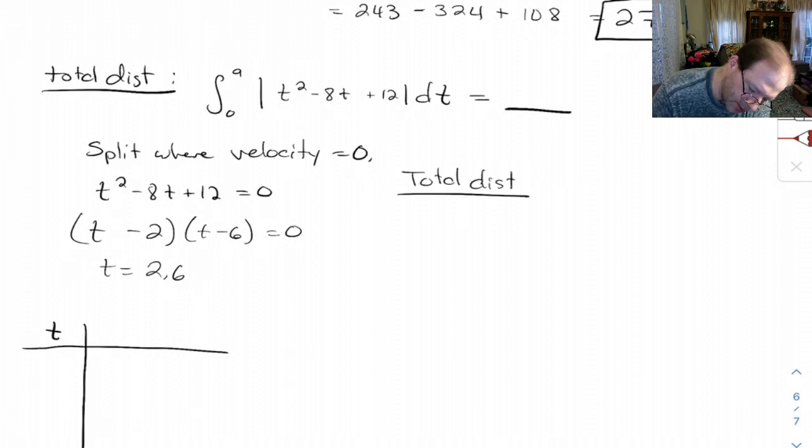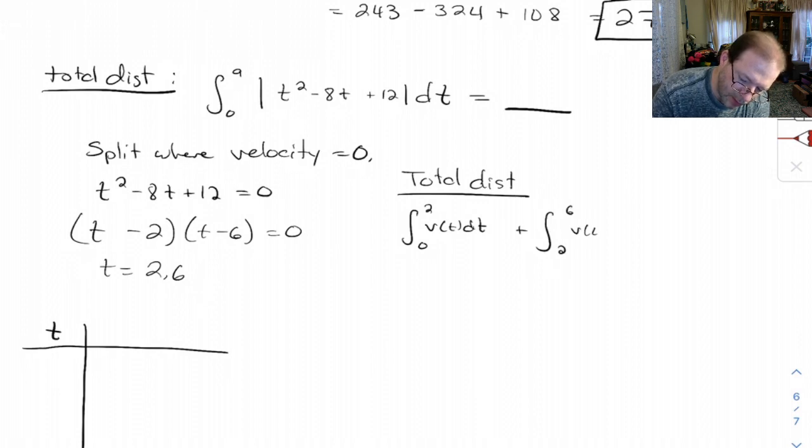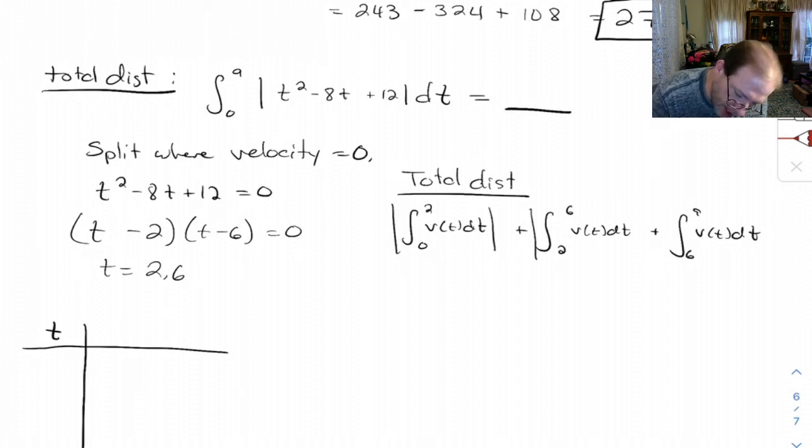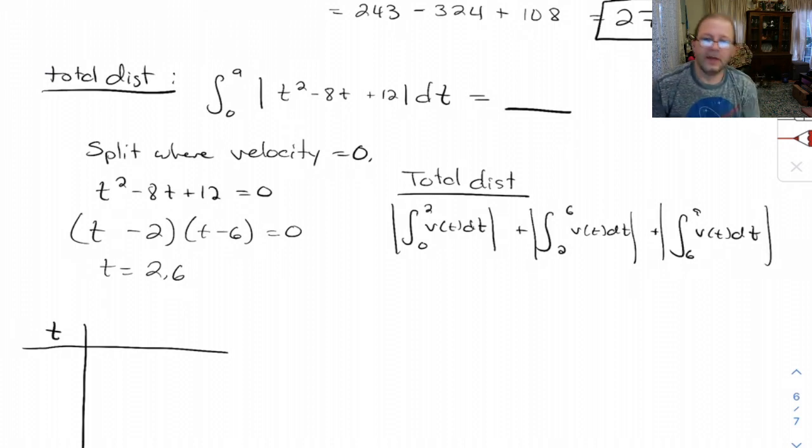The total distance then, it's going to be the integral from 0 to 2 plus the integral from 2 to 6 plus the integral from 6 to 9. Now, if we just did that right there, that would give us the net distance again. What we're going to do is any of these that wind up being negative, we're going to force them to be positive, so that we have the distance and not necessarily distance in reverse. And adding those up will give us the total distance.